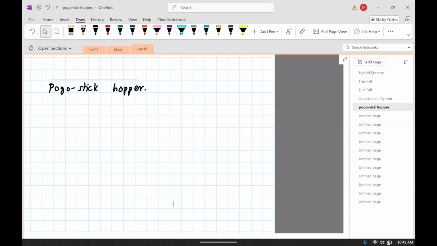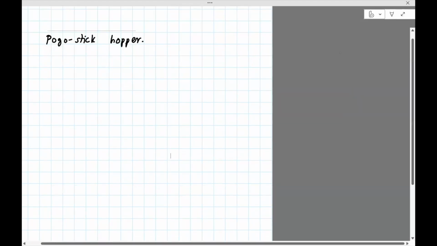Okay, I'll just introduce this. I will set up the system, and then we'll do the derivations next time. But what goes into a pogo stick hopper? Let's think about a caricature of the different phases in the movement of the pogo stick hopper.